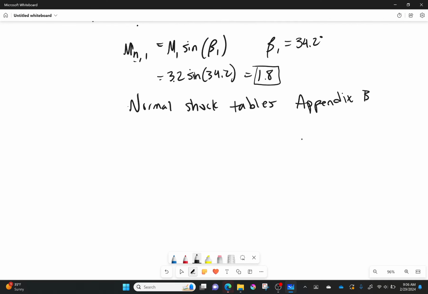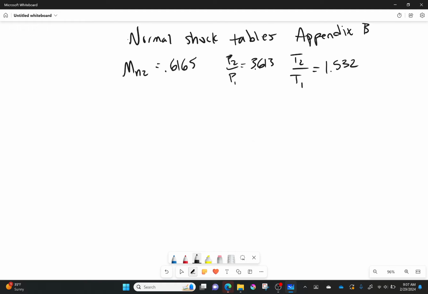So I now know that MN2 is equal to 0.6165, P2 over P1 is equal to 3.613, and T2 over T1 is equal to 1.532. Okay, so that's going pretty good. Now let's find out what our actual Mach number is behind this shock wave.